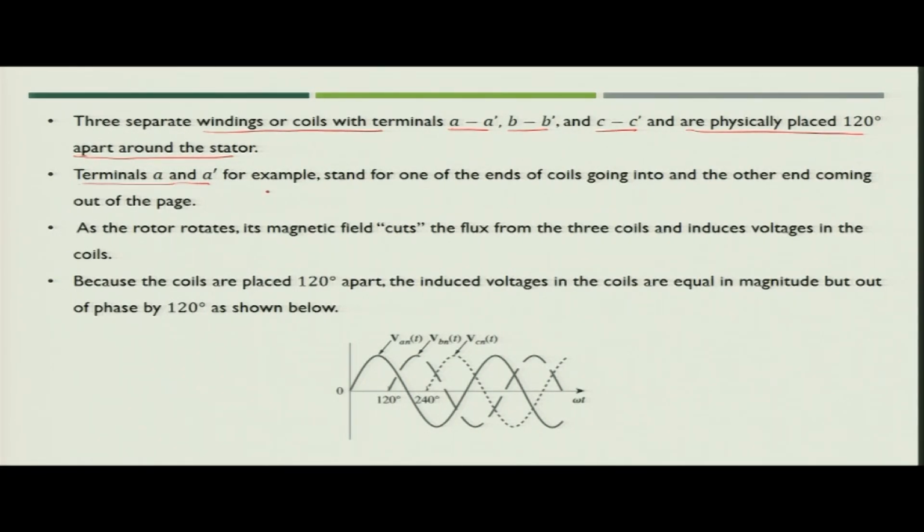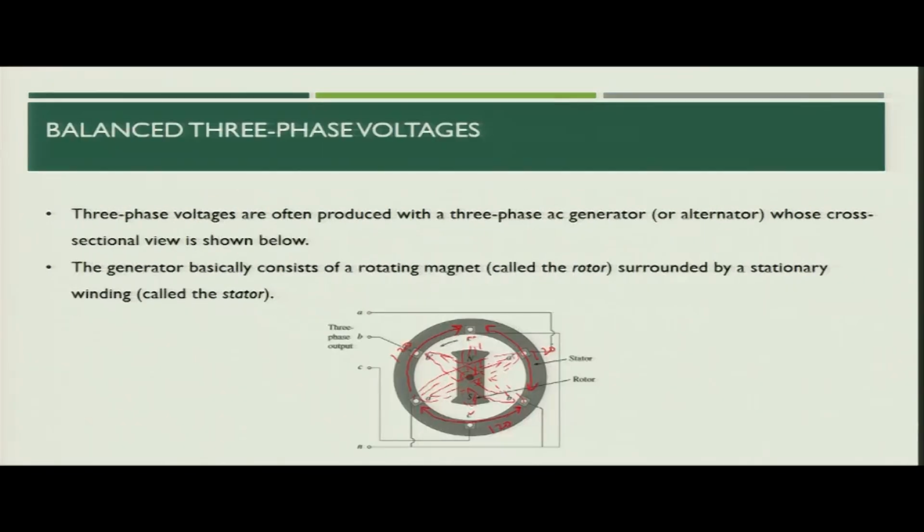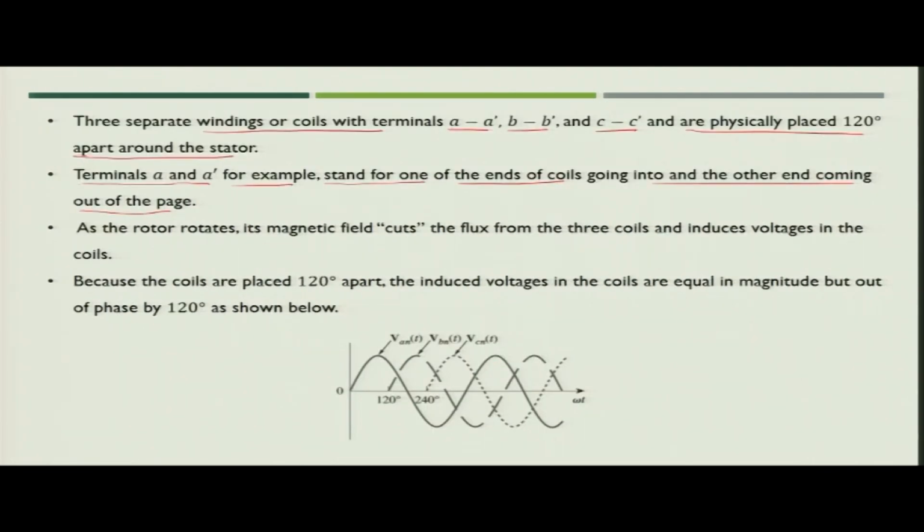Terminals A dash, let us take first A and A dash for example, stand for one end of the coil going in and the other end coming out of the slots. So, as I showed, we have wound in such a way that the coil goes inside and then comes out and goes inside and so on. You can take multiple numbers of turns based on the voltage output which you want from the generator.